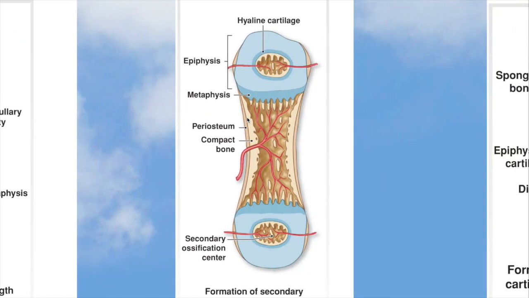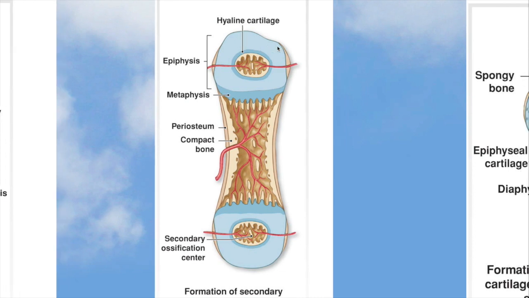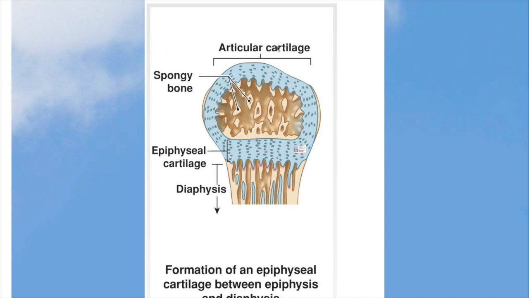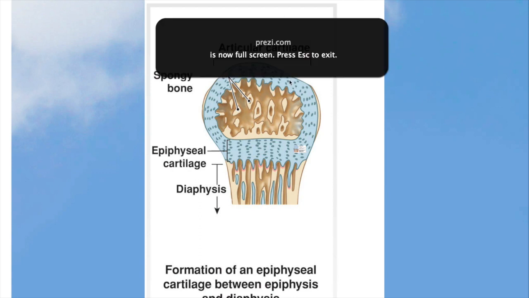Then capillaries and osteoblasts are going to migrate into the epiphyses, the ends of the bones, creating what are called secondary ossification centers. Then the epiphyses are going to fill with spongy bone, and they're going to leave a little bit of cartilage at the end of the bone.